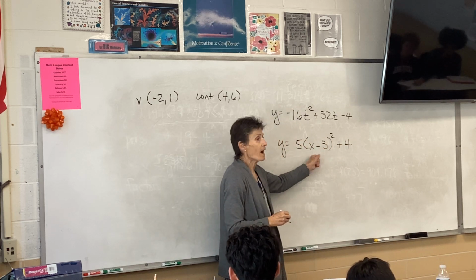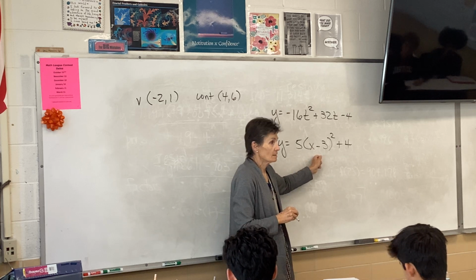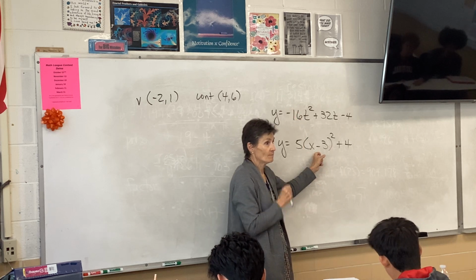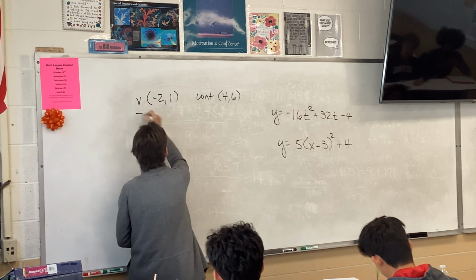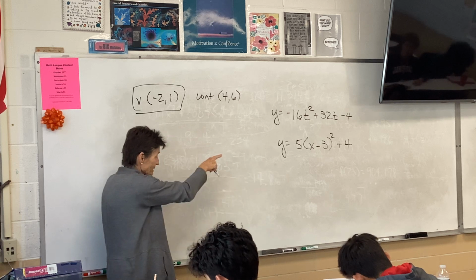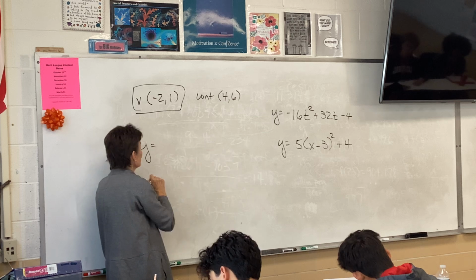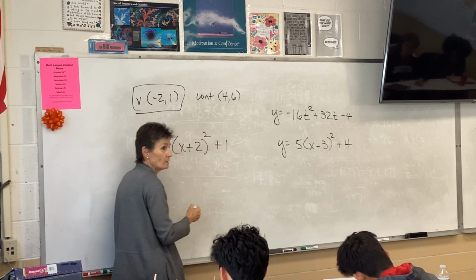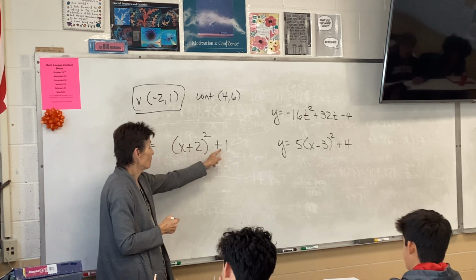And what is nice about that form right there? You know the vertex. This means right 3, up 4. That's your vertex form, right? So if they tell me the vertex, it makes sense to write it like that. If I know the vertex, then don't I know x plus 2 squared plus 1? Wouldn't that put the vertex at -2, +1?